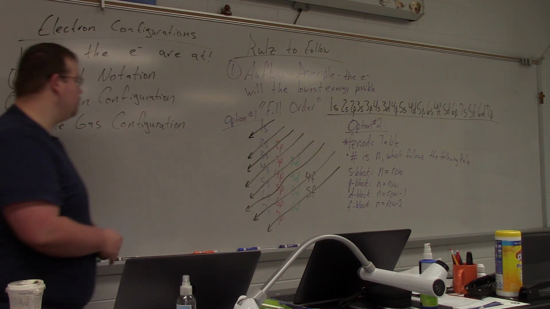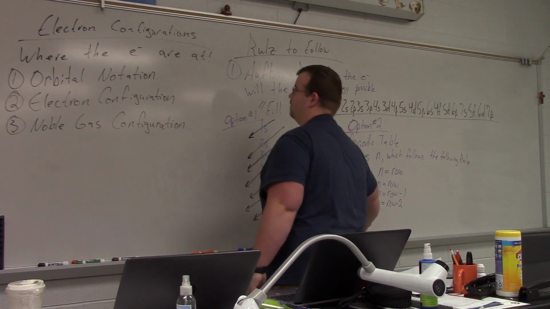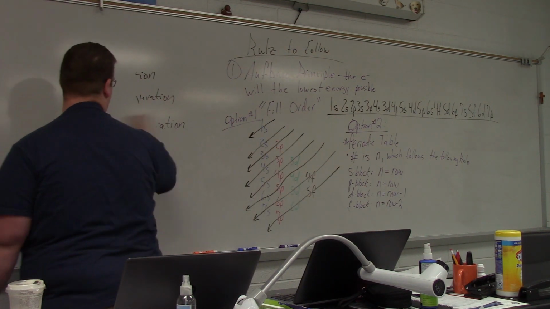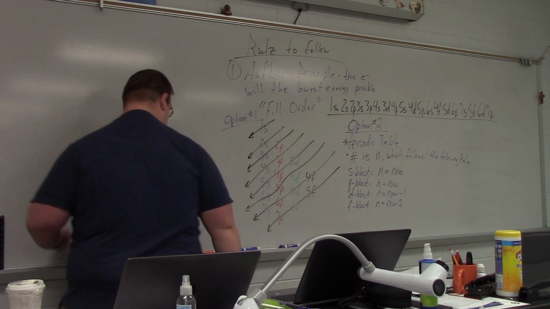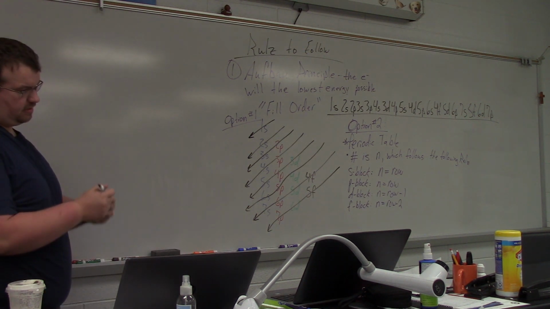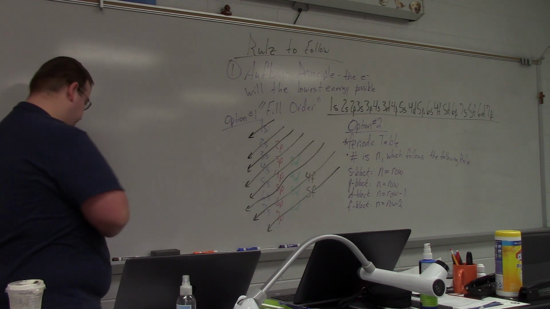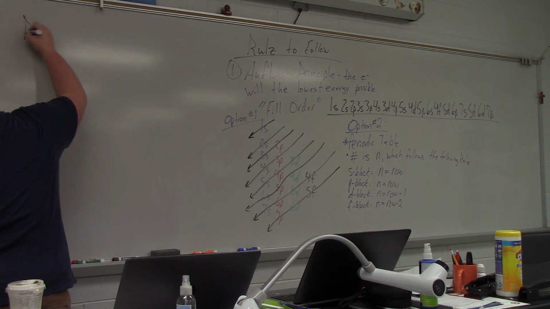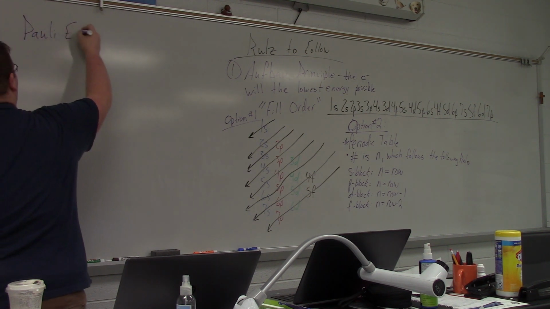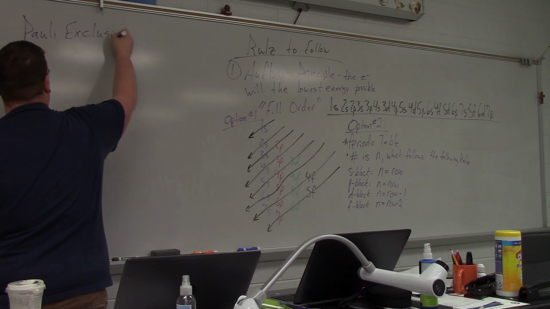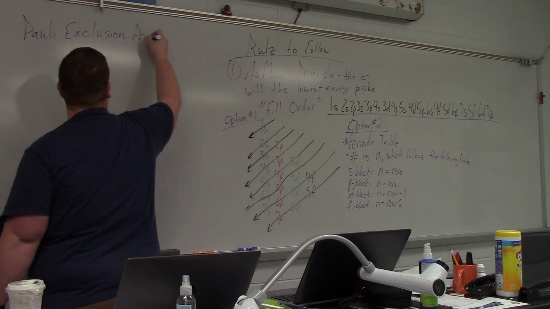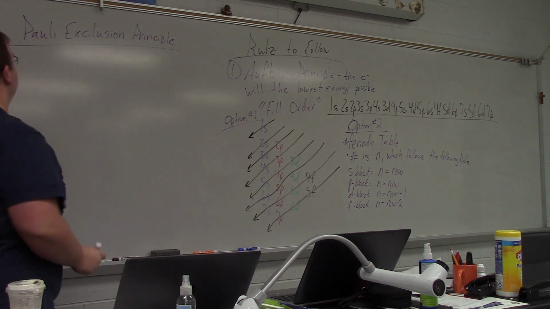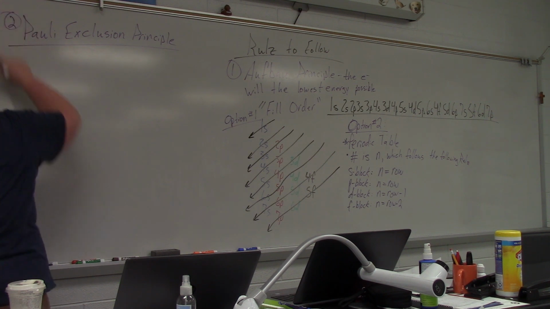Then we go to probably everyone's favorite rule. I'd better do it in purple. This one is called the Pauli exclusion principle. Is this part of option 2, or is this a whole different thing? This is a new rule. Gotcha. This is rule 2.